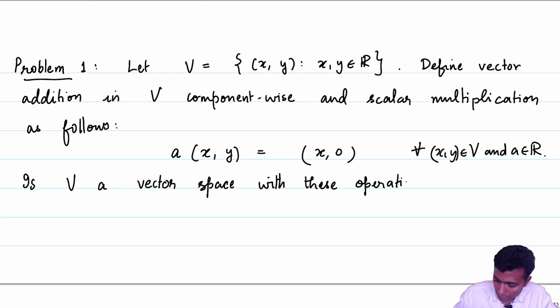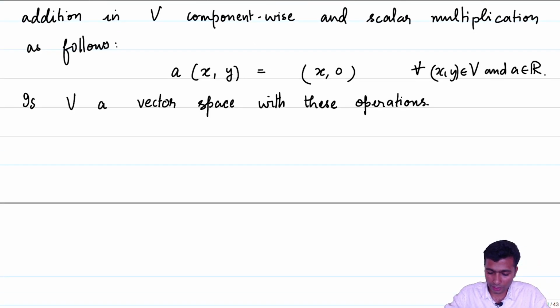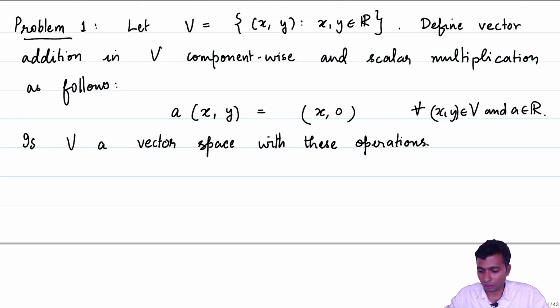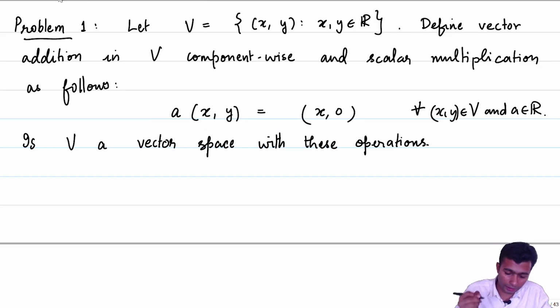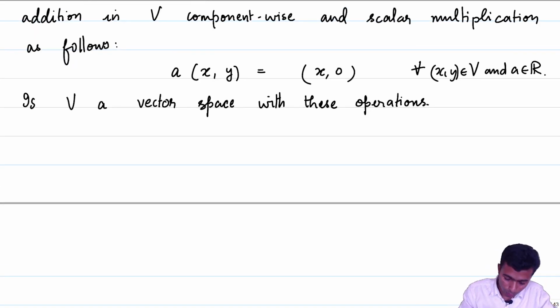So notice that we are looking at the same set V, which is R2. The only thing is we are tweaking the scalar multiplication. Actually vector addition is the same. The scalar multiplication has been tweaked to the new one which is underlined in green, and our task in this problem is to check whether V is a vector space with these operations. Alright, so what do we need to do in order to solve this problem? So let's look at a solution.